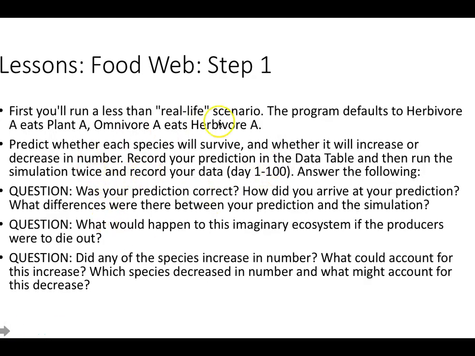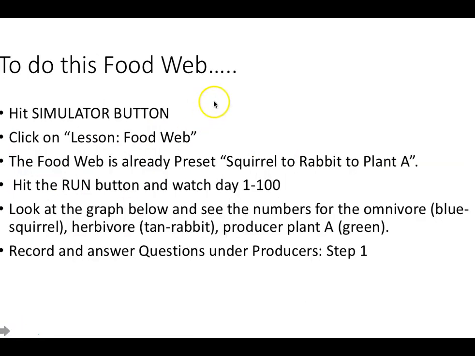All right, so in this one, when you hit lesson food web, you are going to find a default setting in which herbivore A eats plant A, omnivore A eats herbivore A. And then specifically what's going to happen is this. You're going to hit the simulator button, make sure it's reset, make sure your lesson is on food web, and then it is preset squirrel, an omnivore, to rabbit, an herbivore, to plant A.